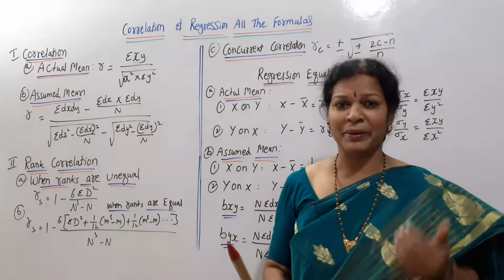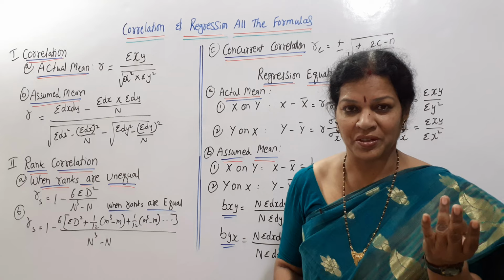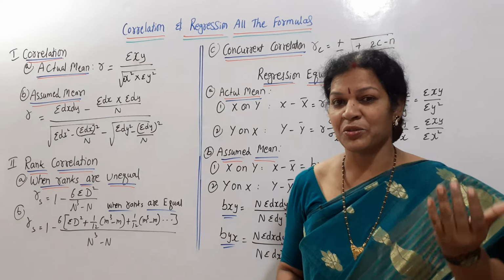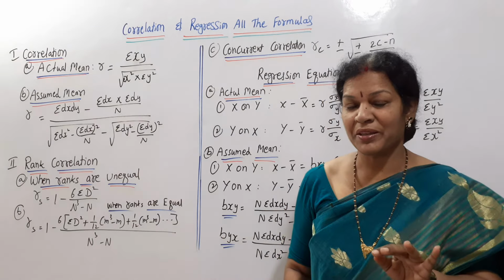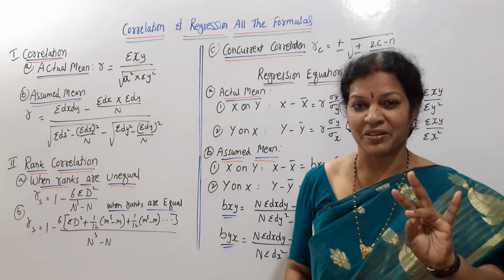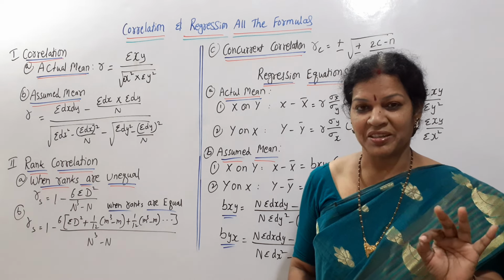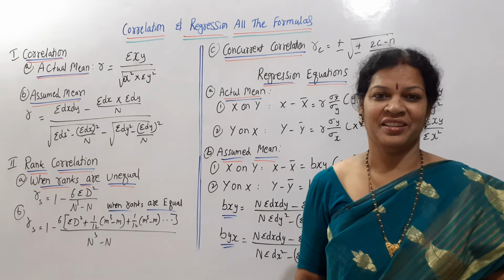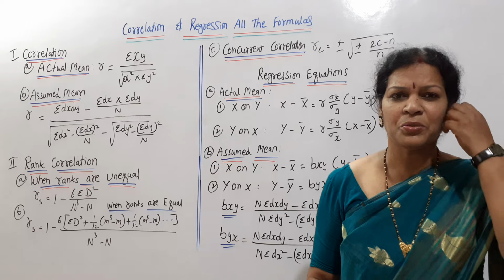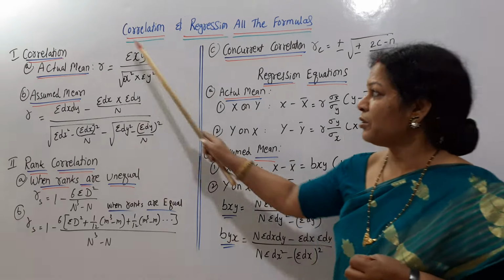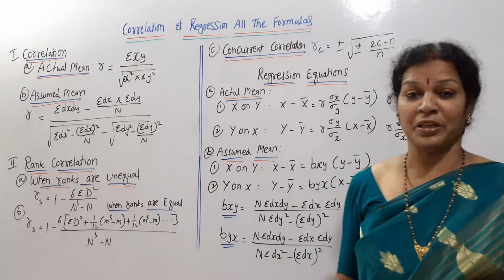There we prepared columns of small x square, small y square, and xy. Now here we will prepare the columns of dx square, dy square, and dx into dy. Means simply we are taking deviations from the assumed mean. So this is about correlation, Pearson's.